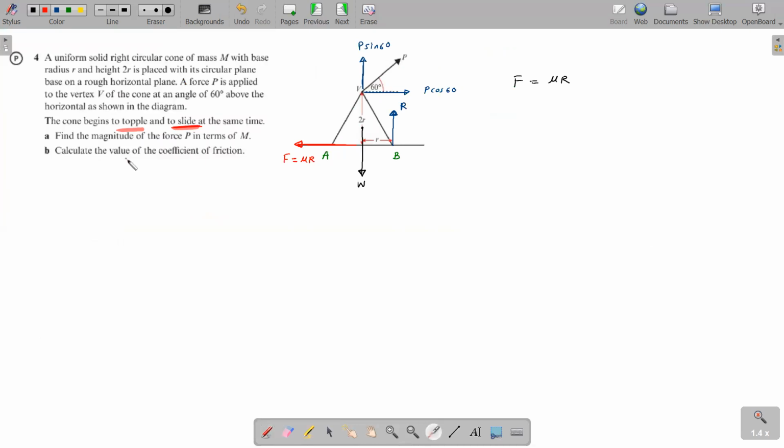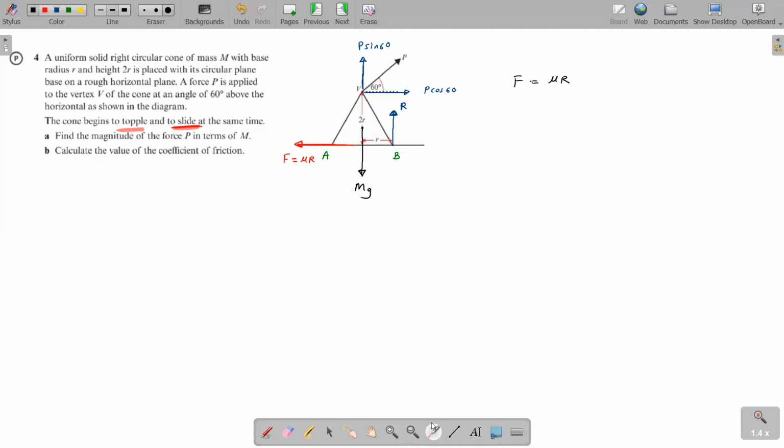So they're asking you, find the magnitude of the force P in terms of capital M. So I think I should mark the weight not as W. Mass is capital M, so which means weight is mg. Let's mark weight as mg. So you're supposed to find the force P in terms of M.